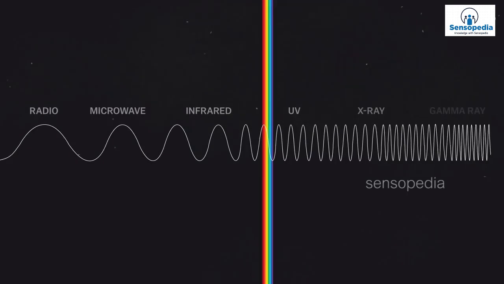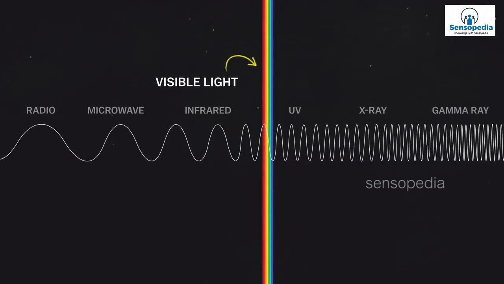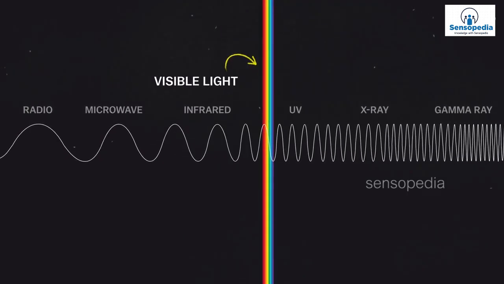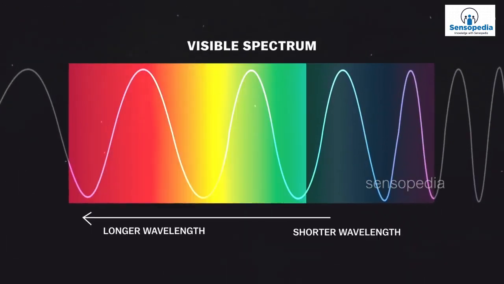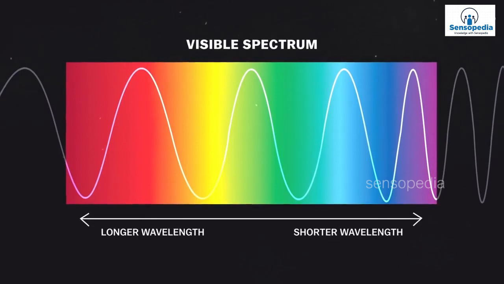All the light in the universe that we can see is just a fraction of what's out there. Most frequencies of light are actually invisible to us. The light we can see appears red at its lowest frequencies and violet at its highest.